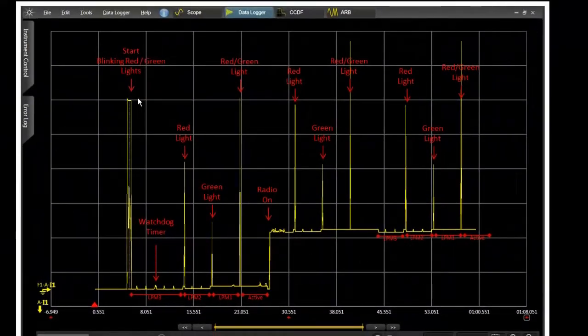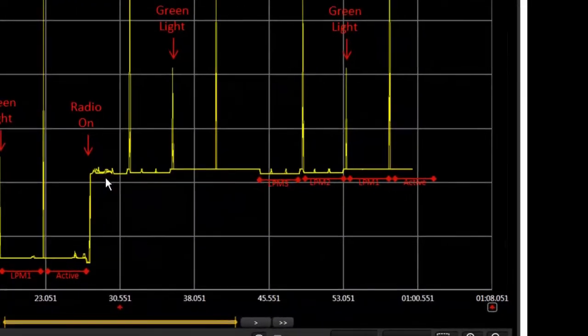And so what you're seeing here is that this analyzer is able to handle three orders of magnitude in measurements. And that's important for these types of applications. And in the middle there, you see where the radio comes on. And there, you're also seeing, even though that radio is on, we can still see the watchdog timer clicking after the radio has come on.